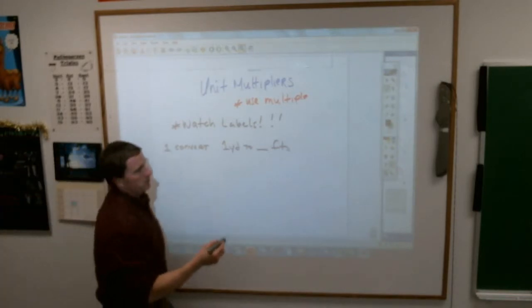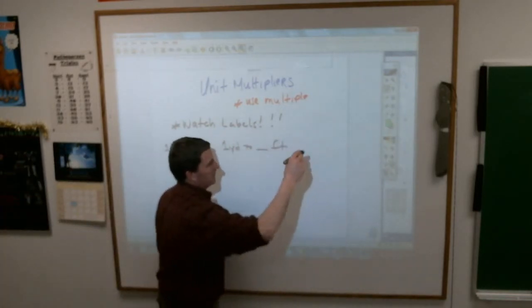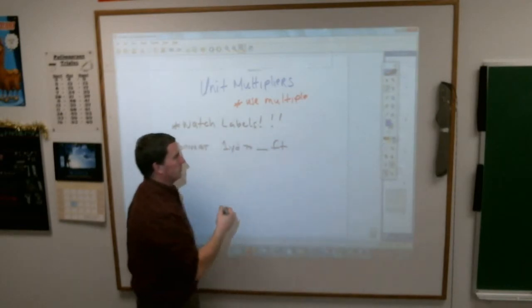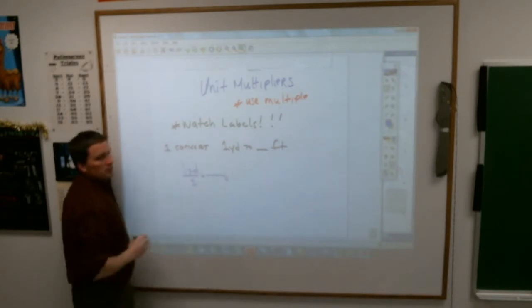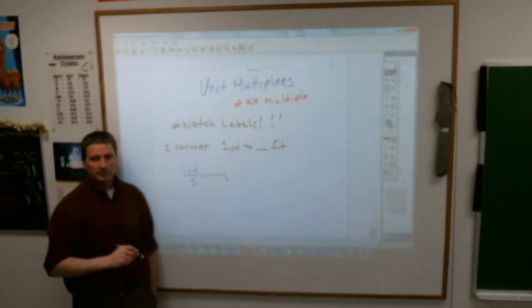This is nothing new. How do we use unit multipliers to do this? You can tell me the answer, but that doesn't matter. I want to be able to do the work. I need to change 1 yard into feet. So I put that over 1. What does my unit multiplier look like that I multiply by?